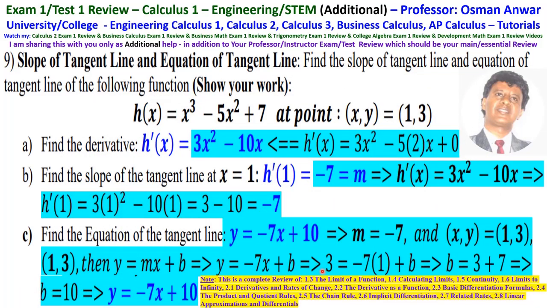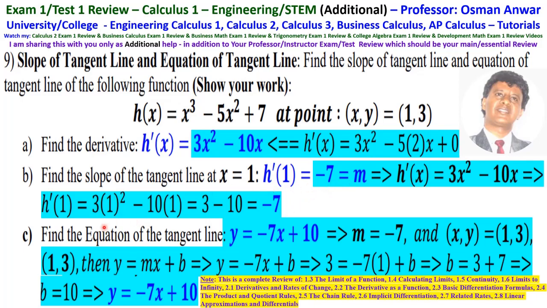Number 9 is find the slope of a tangent line and the equation of the tangent line of the function h of x equals x cubed minus 5x squared plus 7 at a point x, y equals 1, 3. So first find the derivative, which is 3x squared minus 10x. Then find the slope of the tangent at x equals 1, so that's h prime at 1, which is equal to 3 times 1 squared minus 10 times 1, which is 3 minus 10, which is minus 7, so that is your slope m.